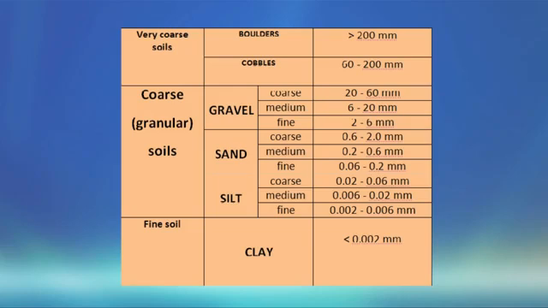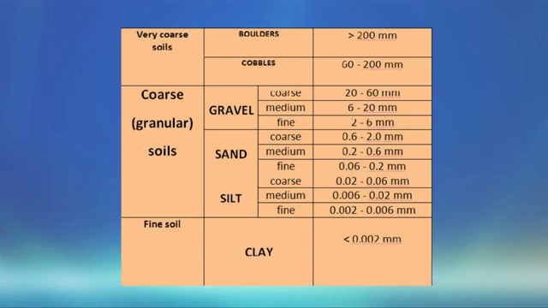When the grain size is between 2 millimeters and 60 millimeters, we call the soil gravel. If the size of the grain is smaller than 2 millimeters, we call it sand, and if it is smaller than 0.06 millimeter, that is the silt.